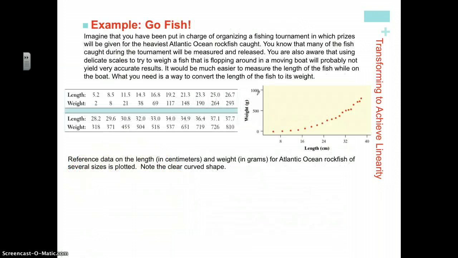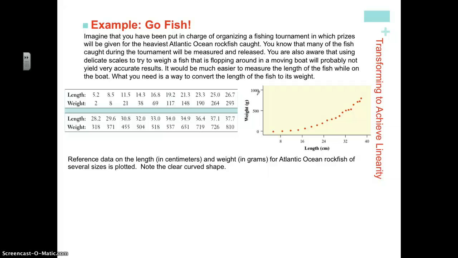Okay, so I'm going to piece things together a little bit at a time. It may seem very easy at first, but then it starts to get jumbled. So feel more than free to write down questions and ask me in class. First example, go fish, and we'll refer to this a few times.